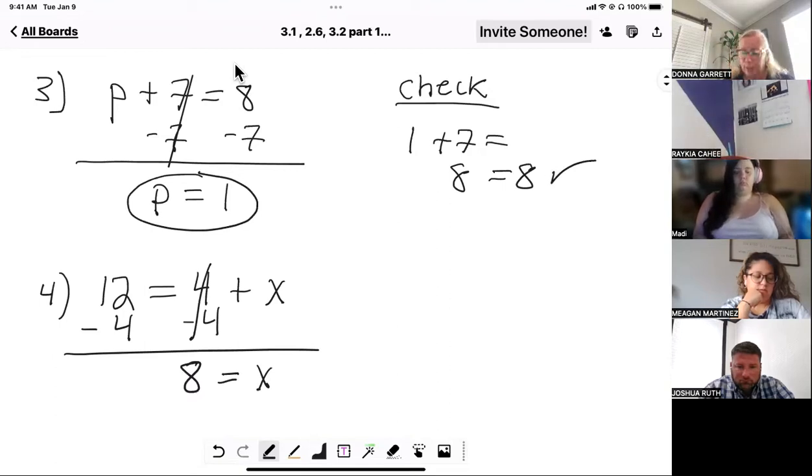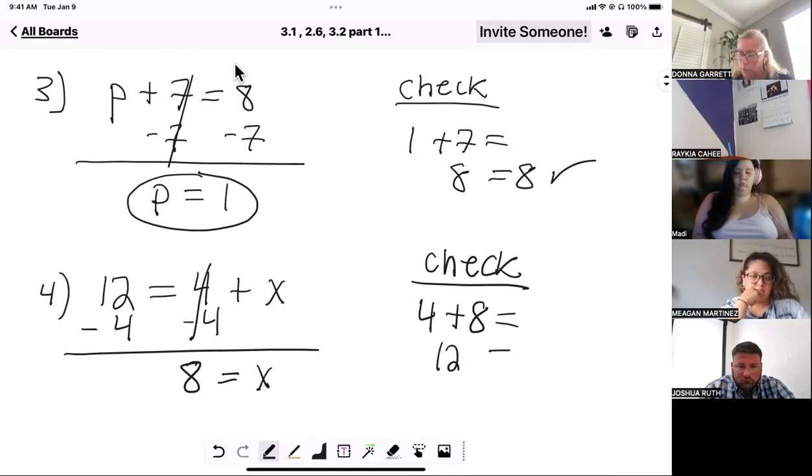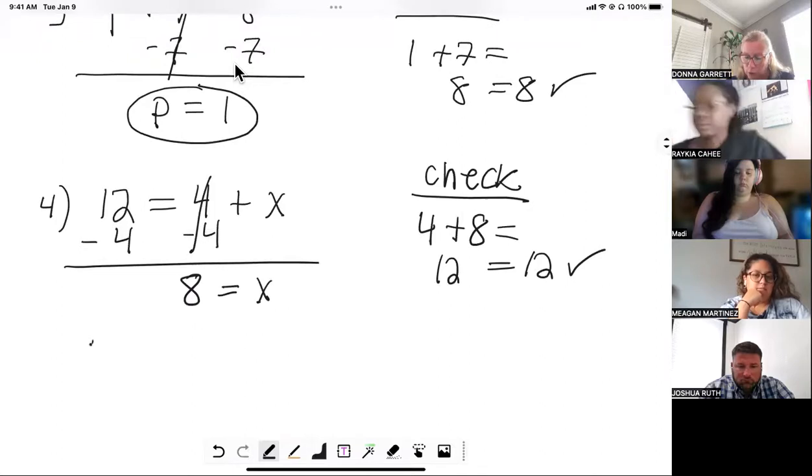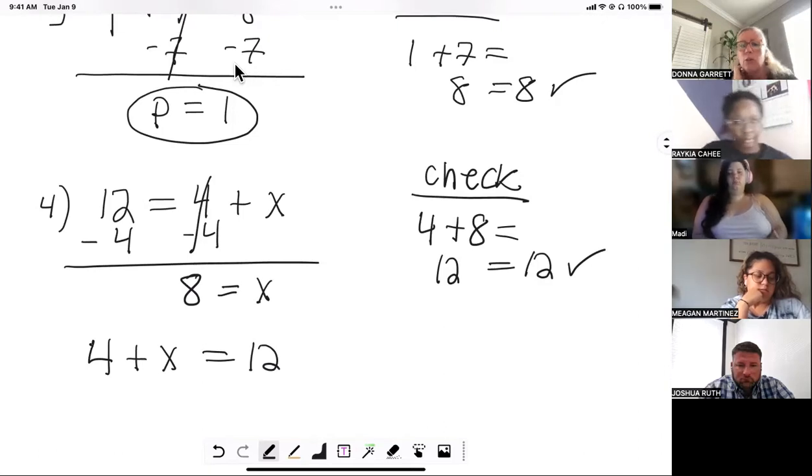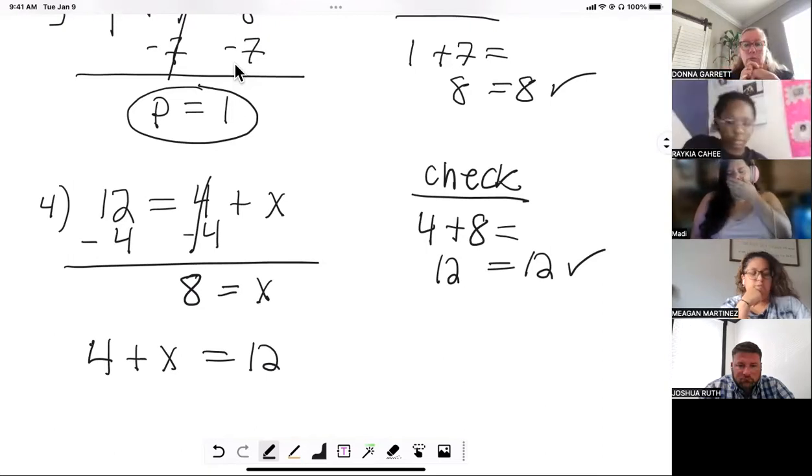Got 8, perfect. And then you should check it. So 4 plus 8 is equal to 12, which is supposed to be equal to 12. So I know I have my answer. You could have rewritten it if you wanted to, 4 plus x equals 12, by just switching them around. It doesn't matter which way you like it. As the problems get harder, sometimes you might want to switch them around. Just know that at any time you can take that equal sign and change the sides if you prefer.